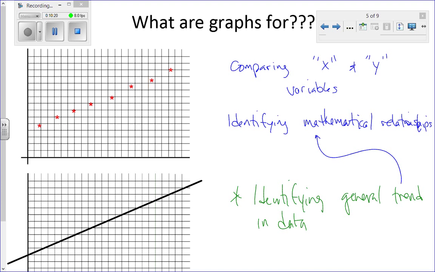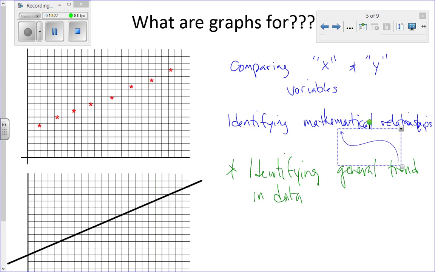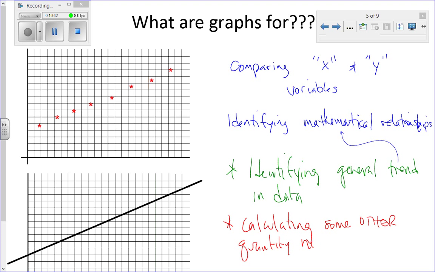But the other thing, I guess, that graphs are for, as we've seen, is calculating some other quantity that isn't necessarily the things on the x and y axis. All right, so for our position and time graph, we now know we can calculate velocity. Graphs aren't just pretty pictures. There are ways to identify trends and mathematical relationships, and there are ways to calculate something else: find the value of something else based on a mathematical relationship between two other things.